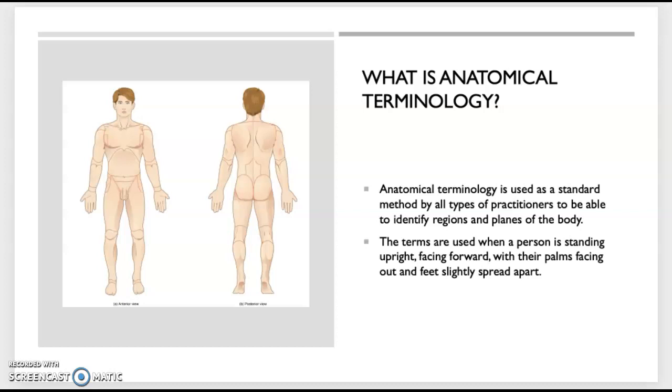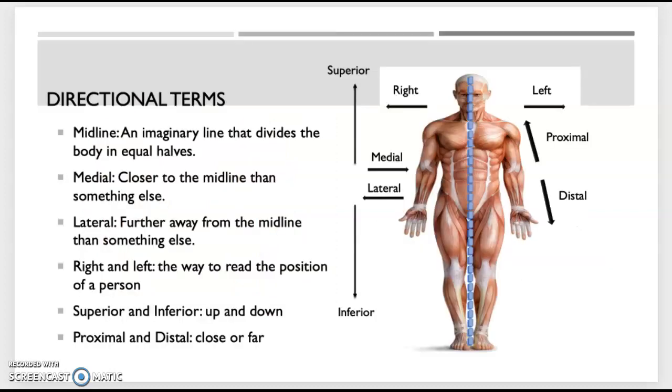And this is used whenever the person is standing up straight with their palms out forward, facing forward, and their feet slightly spread apart. So this would not work if someone is laying down or sitting down. And we do have certain terms that we can use, like there's a midline that will separate the body in equal halves. There are the medial and lateral lines, where medial would pinpoint anything that is closer to the midline, as opposed to lateral would be anything that's further out.